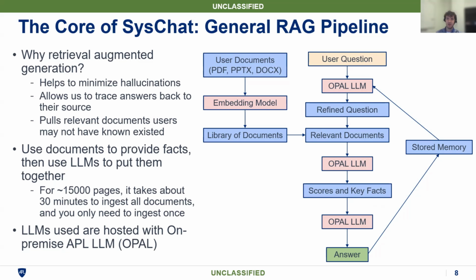So that's sort of the mathematical backbone of large language models. So what is retrieval augmented generation? Retrieval augmented generation basically is a way of using documents to provide facts and then using large language models to put them together. So basically, we're using things such as searching mechanisms to actually choose the documents that we should be looking at, and then using the natural language understanding capabilities of large language models to pull the important facts out of them.